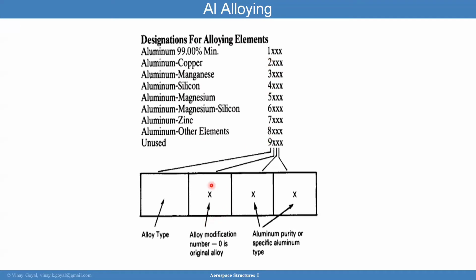And then these numbers here correspond to the aluminum modification alloy. And here's the purity or specific aluminum type. So that's how you read an aluminum alloy. So hopefully that's clear.